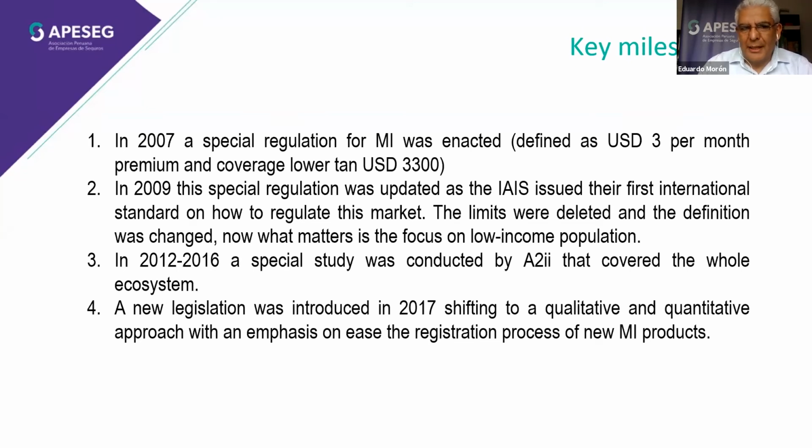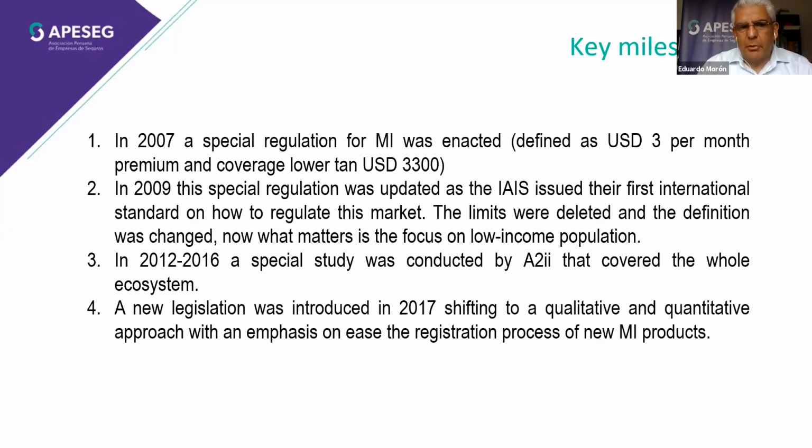They put a ceiling on how large the coverage could be. It should say lower than $3,300, and the maximum size of the premium was supposed to be $3 per month. Okay, so that definition, that quantitative definition, was of course completely arbitrary, and this was a big push from the regulator.